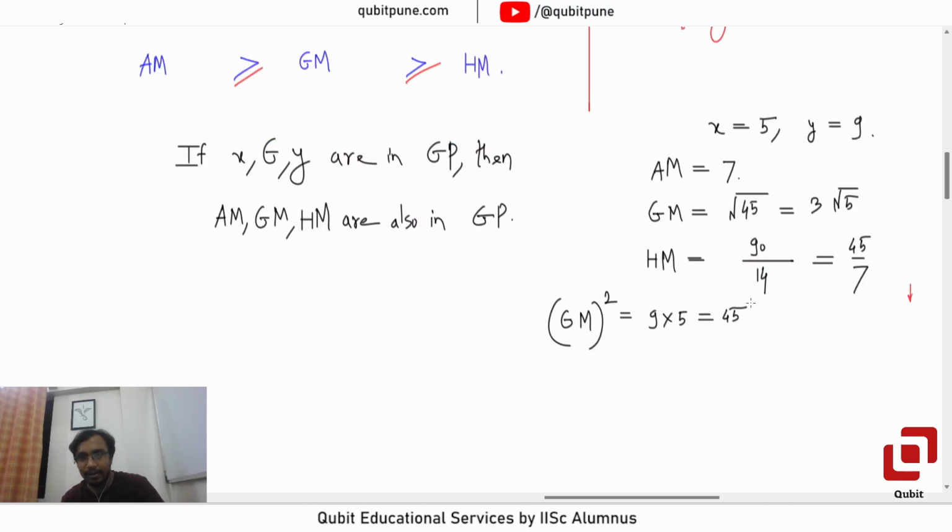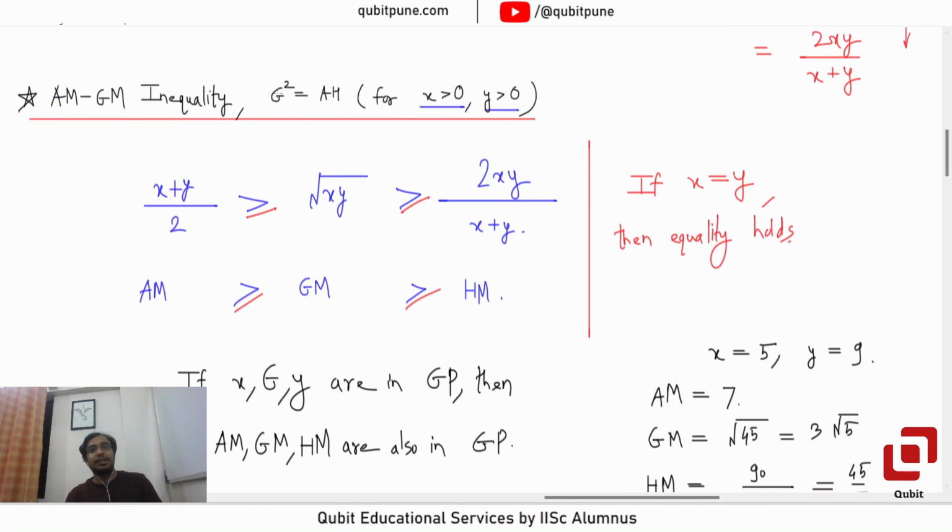And I'd like to take the product of AM and HM, that will confirm if GM squared is equal to AM into HM. That's 45 also. Again, 7 into 45 by 7, that's 45. So G squared is equal to AH, or GM squared is equal to AM into HM. That is another useful result in solving problems.